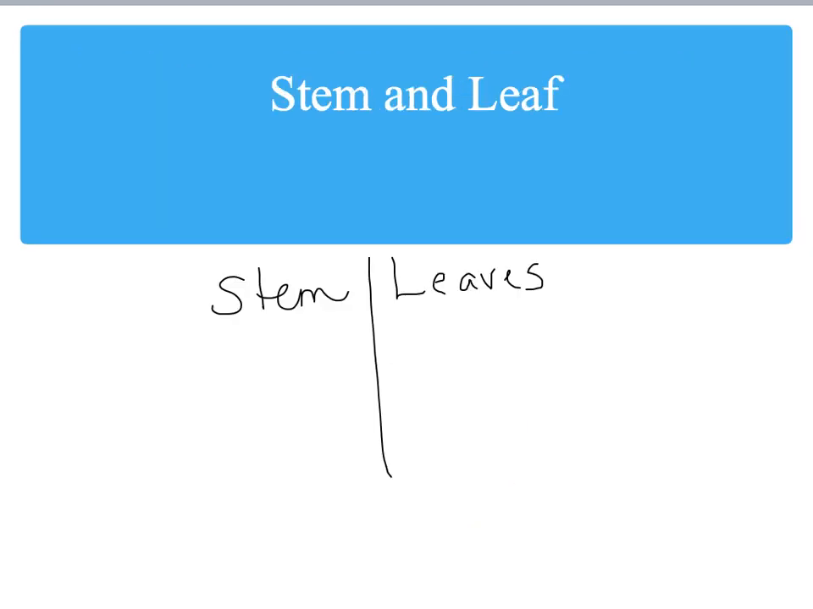So just to review, in a stem and leaf display, we have one column that represents the stem and one column that represents the leaf, and we break them down by their place value. I'd like you to just try a few problems to practice with stem and leaf displays.